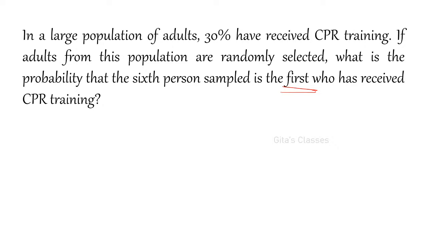So the probability that x is equal to 6. The first trained person is the sixth, so x is equal to 6 only, not more than this. Small p is 30%, so 0.3, and q is 0.7. So P of x equal to 6 you have to find out using the formula.